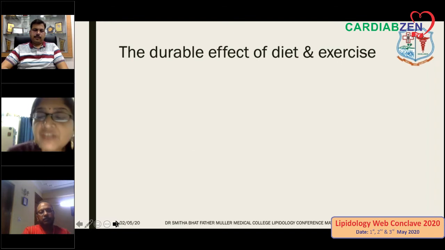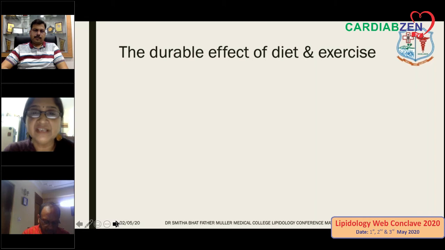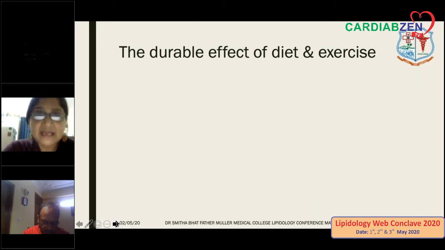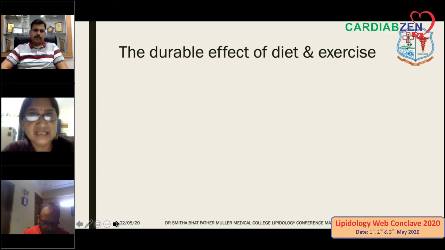Now, we've talked so much over the last 2 days about the various drugs, but for a second, I think it bears repeating about the durable effect of lifestyle modification. Now, what I tell all my patients is this. Lifestyle modification is a low cost, no side effect method of treatment. It's not just that it's beneficial, it's that the beneficial effect persists. And that is why any treatment of dyslipidemia must begin with this.